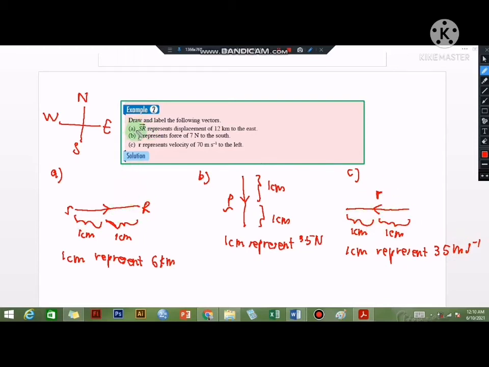If the notation is vector SR like this, you need to label it like this. If the notation given to you is different but it is still a vector, for example vector P, then you have to do it like this. Same goes for the bold notation. So you need to draw it like this. That's it.